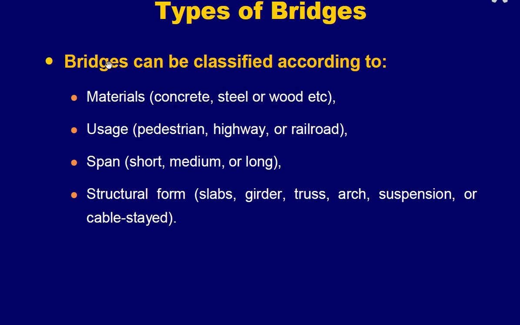So coming to the point, how many types of bridges are there? Bridges can be classified according to materials, for example, made of concrete or steel or wood, etc. Usage, what kind of usage it has, for example, the pedestrian usage or the highway traffic or a railroad traffic. What are the spans? For example, short span bridge, the medium span bridge, the long span bridge. Usually, short span are girder bridges, medium are cable stayed, and long span bridges are suspension bridges. Structural form, for example, slab bridges, girder bridges, truss bridges, arch bridges, suspension or cable stayed bridges. Okay.